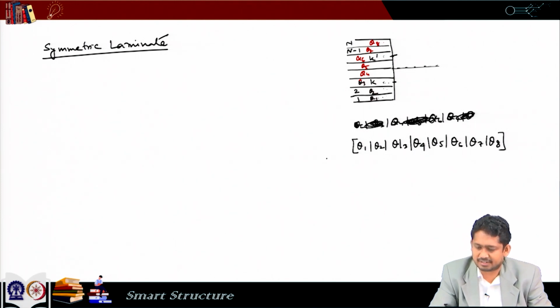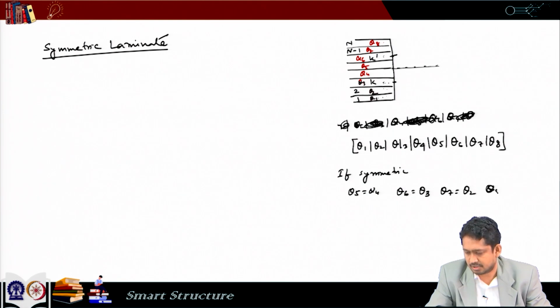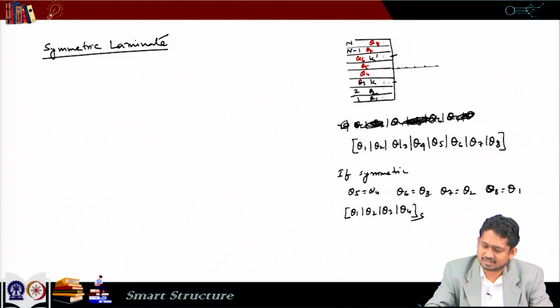Now, suppose in our case it is symmetric. If it is symmetric, then we have theta 5 is equal to theta 4, theta 6 is equal to theta 3, theta 7 is equal to theta 2, theta 8 is equal to theta 1. So, in this case we can show it as theta 1, theta 2, theta 3, theta 4 and S. S means it is symmetric. So, it repeats itself in a symmetric fashion.